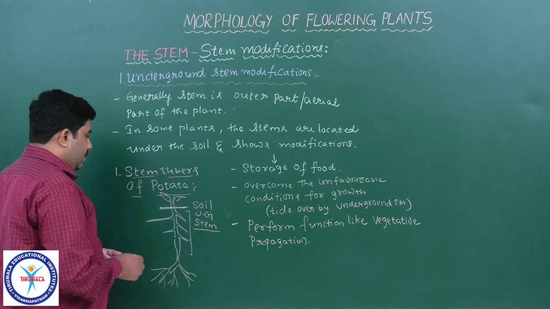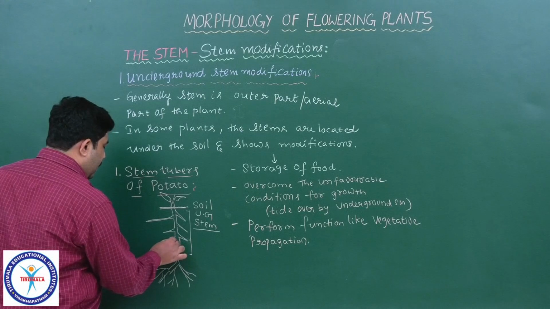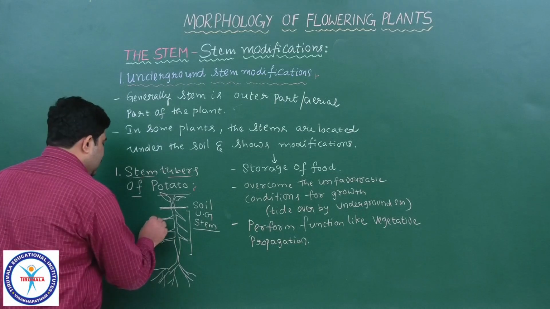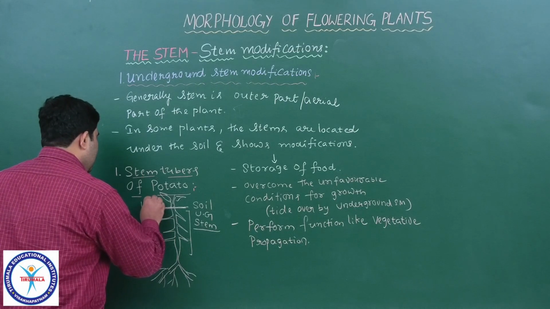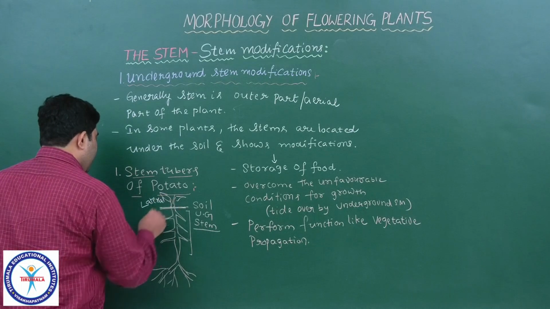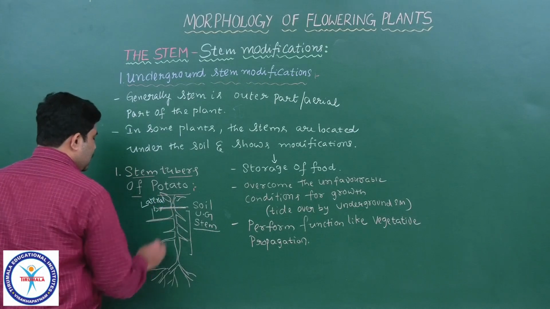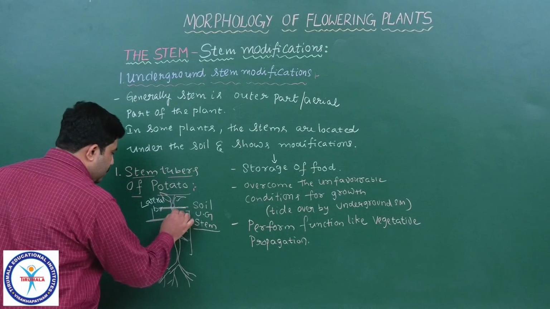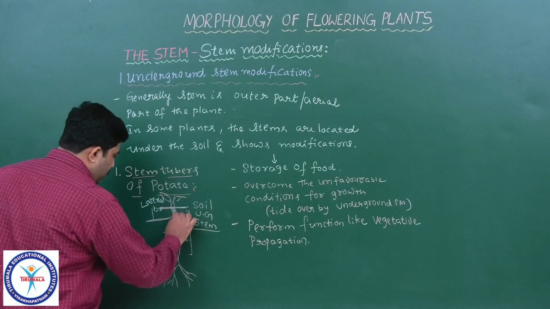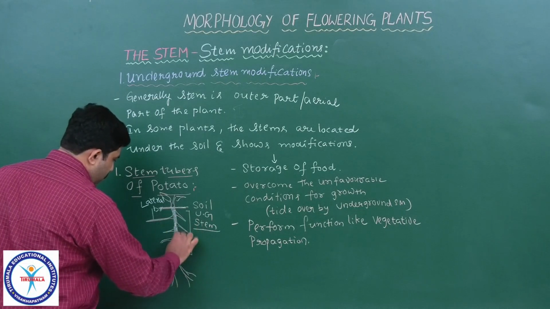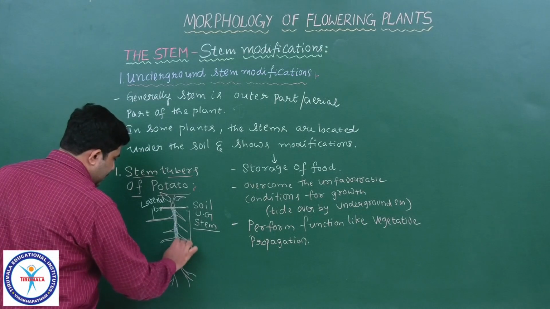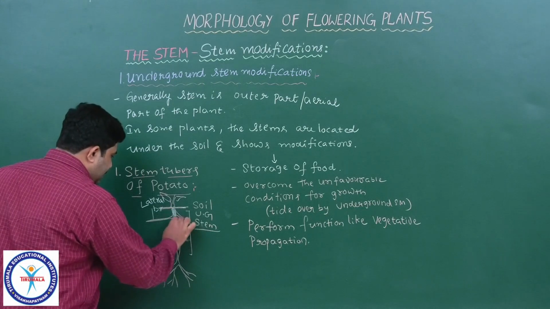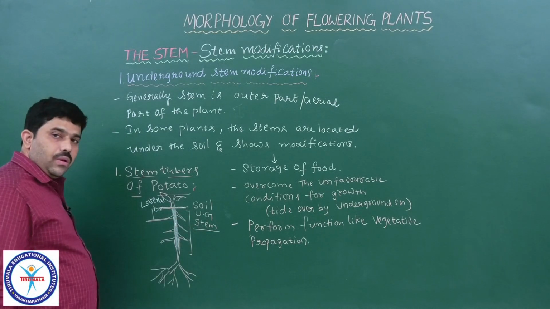Now you got the point. All these branches percolate into the soil like this. All these are the lateral branches, the branches which come from the main stem. This is the main stem, students, from which all these lateral branches project into the soil. Now you got the point.